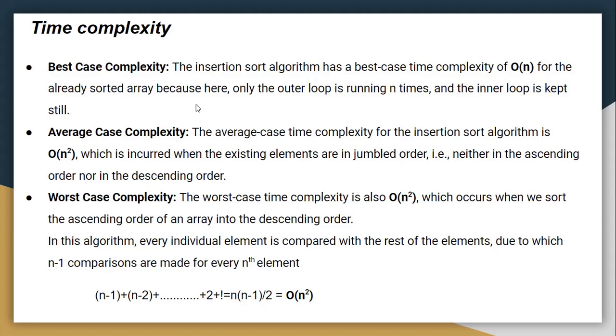Worst case complexity. The worst case time complexity is also big O n square, which occurs when we sort an array in ascending order into descending order. In this algorithm, every individual element is compared with the rest of the elements, due to which n-1 comparisons are made for every nth element. So, the worst case complexity is also big O n square.